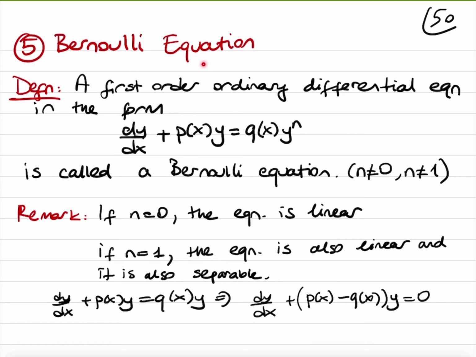Okay, Bernoulli differential equations. First order ordinary differential equations in the form dy over dx plus p of x y is equal to q of x times y to the power n is called a Bernoulli equation. So what is the difference between linear and Bernoulli equation? In the linear one, we didn't have this y to the power n term. So recall that.